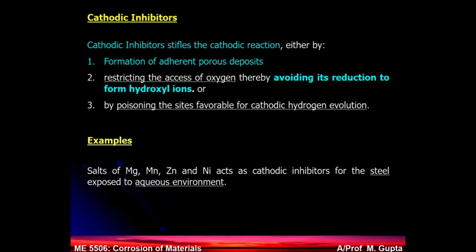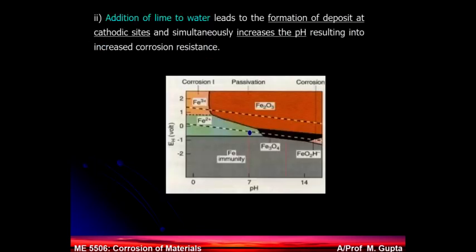So since the cathodic area, in case of imperfect inhibitor amount, will still be less, there will still be a lot of resistance for the ions to go to the cathode and get reduced, whether it's hydrogen ions, hydroxyl ions, or oxygen. The examples are salts of such and such for steels in the aqueous environment. So again, the material and the environment is very specific here.